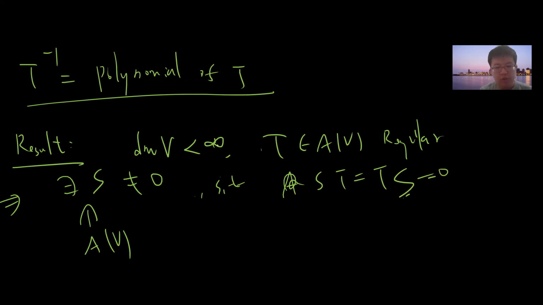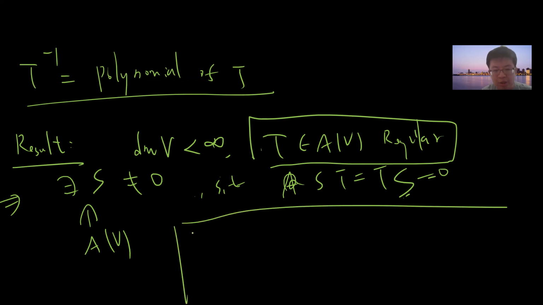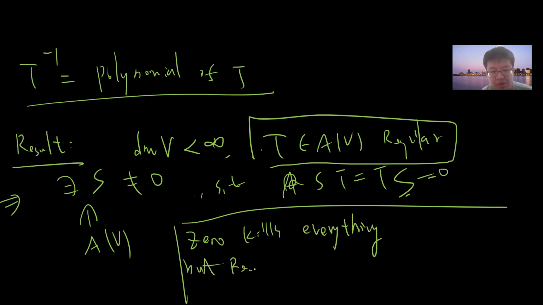Okay, so what does this mean? This means that any singular matrix can be killed by another matrix. The thing that kills it can be non-zero, right? So what I'm saying is that 0 kills everything, right? But the singular one can be killed by a non-zero one.